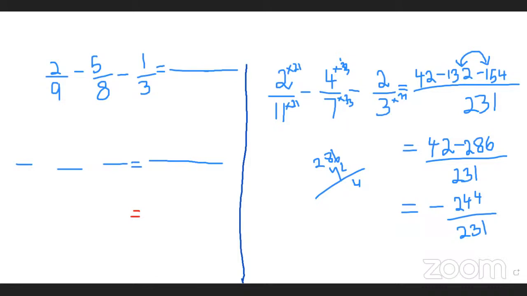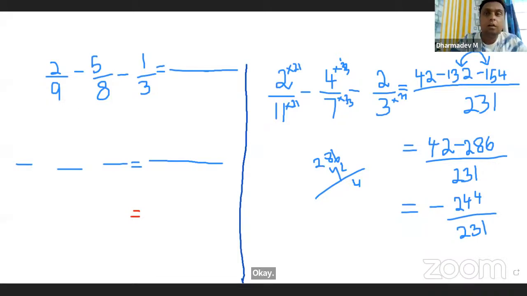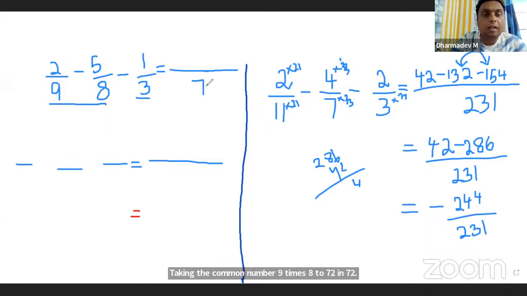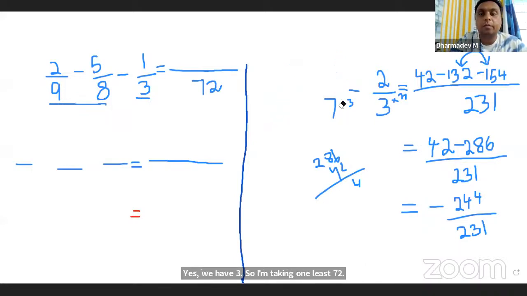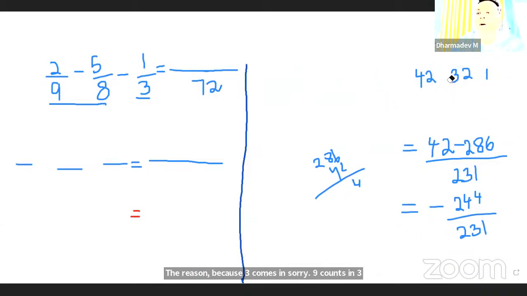Okay, check. So the first thing is taking the common number. 9 times 8 is 72. In 72, yes, we have 3. So I'm taking only 72, because 9 comes in the 3 times table, and I don't want to write it again. Did you get that?